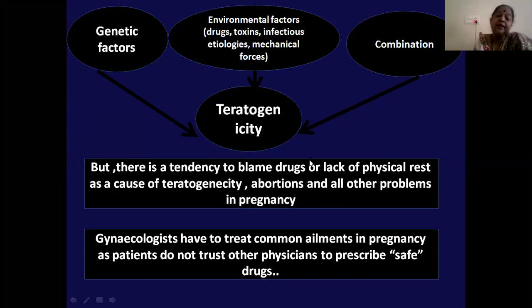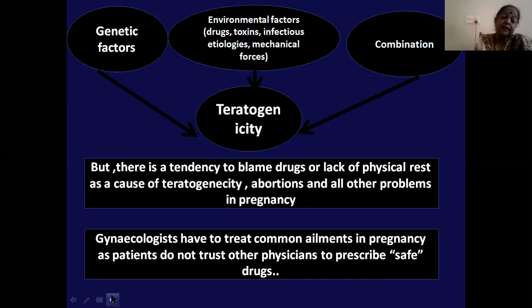So there is always a tendency to blame drugs or lack of any physical test as a cause of teratogenicity or abortions or any problems. A patient may come to you and say, I have taken inadvertently OC pills, which are category X, but we know that OC pills in the long term, we have seen that they don't have any adverse effect on the fetus. Gynecologists have to treat many common ailments in pregnancy, and as a patient, they do not trust any other physician. We tend to prescribe ourselves.